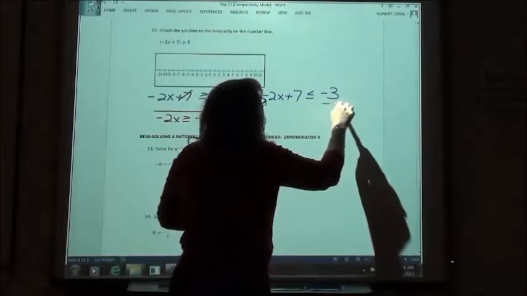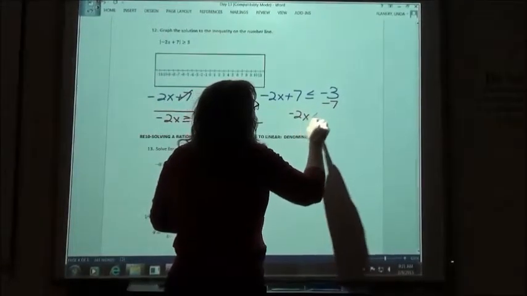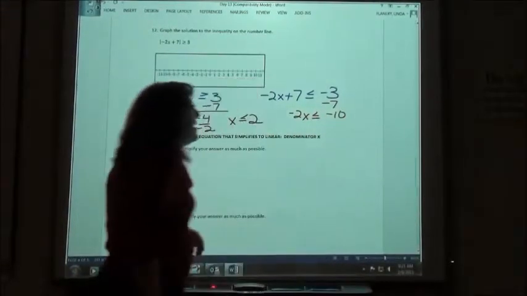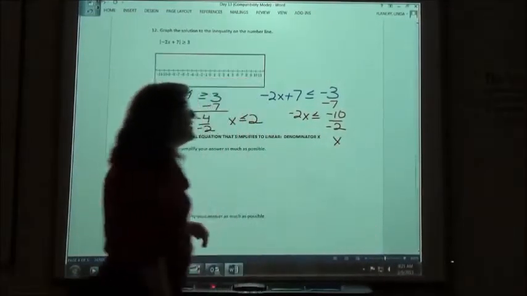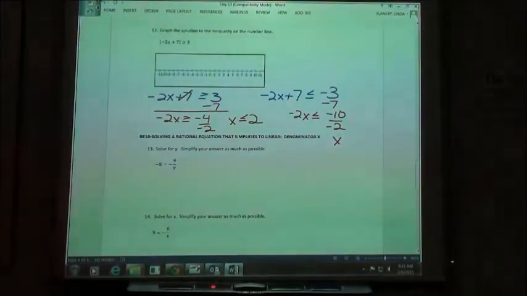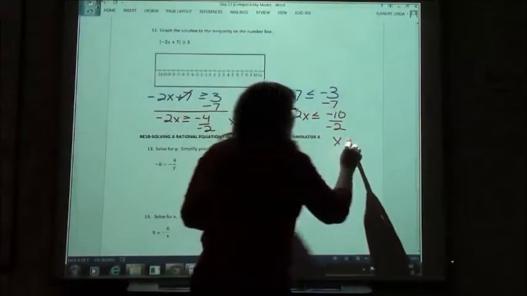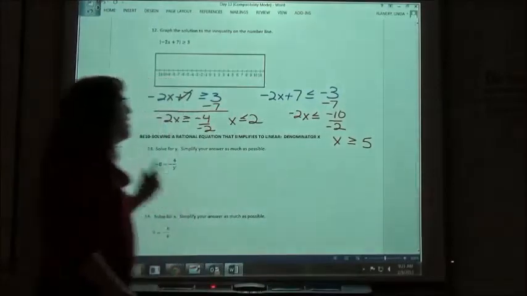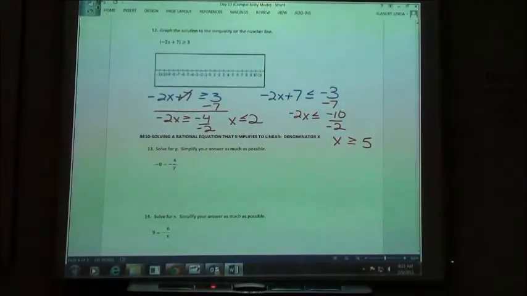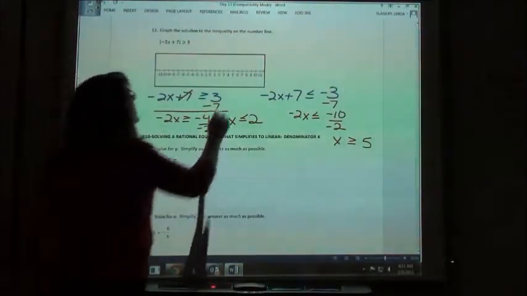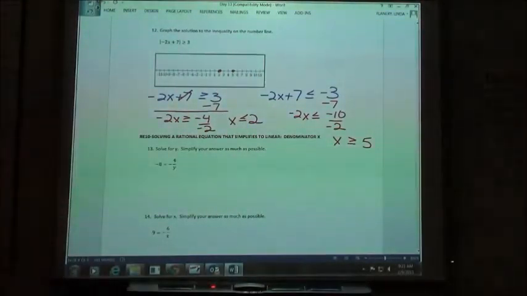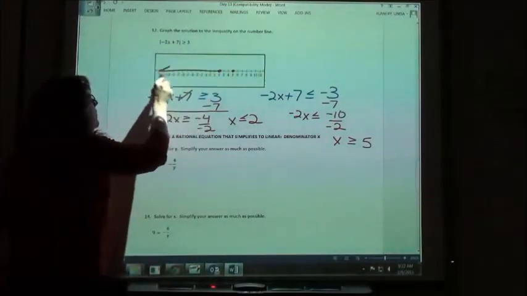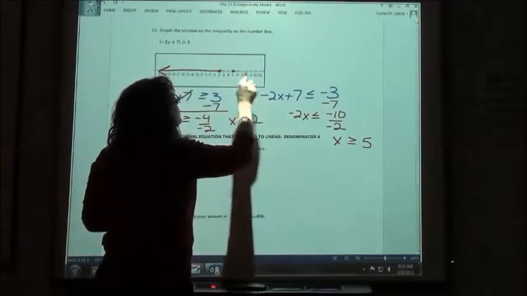So minusing my 7, negative 2x will be less than or equal to negative 10. And when I divide by my negative 2, my answer is going to be x is greater than or equal to 5 then, right? What kind of dots should I have on my numbers? Filled in. The filled in ones at 2 and at 5. And I'm shading less than the 2, so on the left side, greater than the 5, so on the right side.